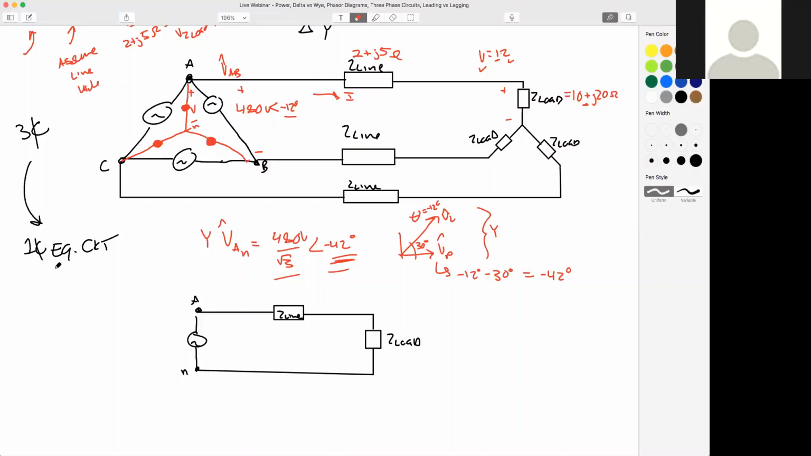So essentially, to find that single phase equivalent circuit, all we had to do, because there's a neutral point here, right, so we can model it. It doesn't have to be connected for us just to model the relationships. It's perfectly fine. So is everyone okay with me saying this voltage right here will be plus 480 volts divided by root 3 at an angle of minus 42 degrees? And this is my same 2 plus J5 ohms for my line impedance. And this is my same 10 plus J20 ohms load impedance. Everyone good with that?